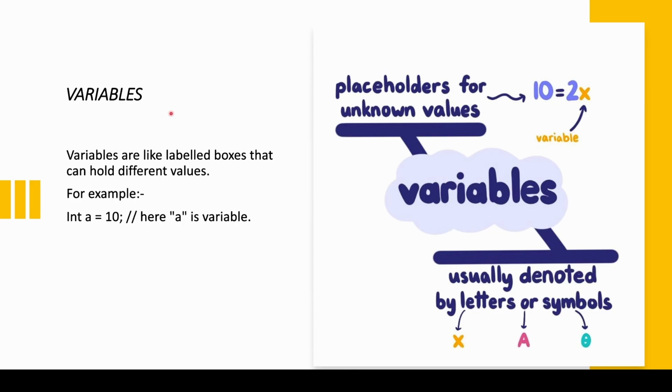But how do you use variables effectively? Did you ever think about how you use variables effectively? As I stated here, variables are like labeled boxes that can hold different values. As you can see here, int is the data type we studied earlier, and a is the variable. a stores the data 10, which is of type int. So here a is the variable.